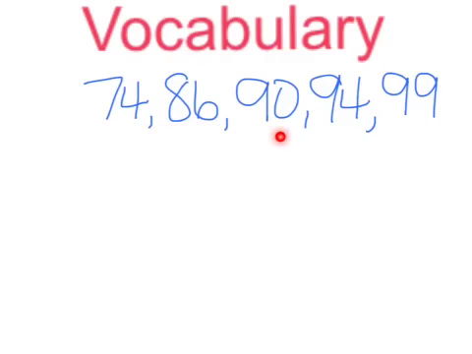Let's pretend that this is a set of data that represents 5 student scores from the last math test. This first number right here is the minimum. It is the smallest number in the set of data. This number is the maximum. It represents the largest number in the set of data.